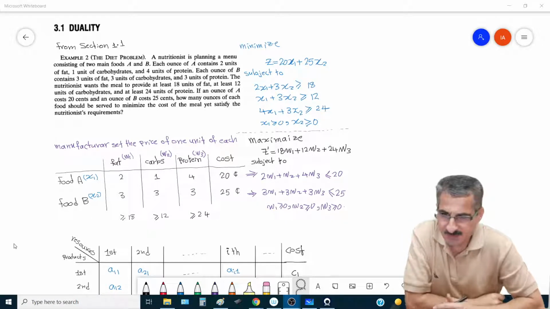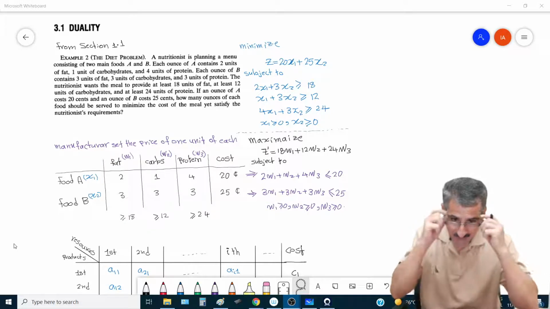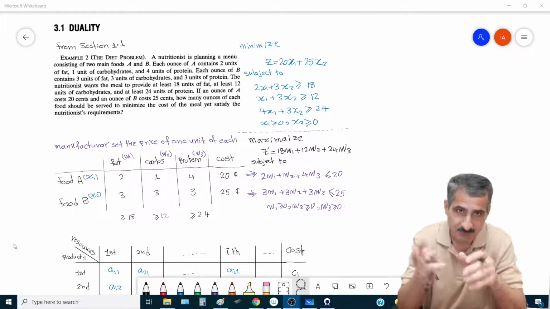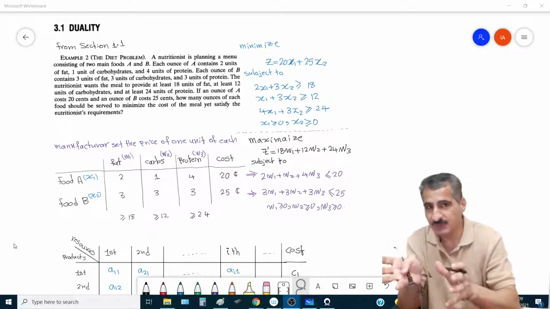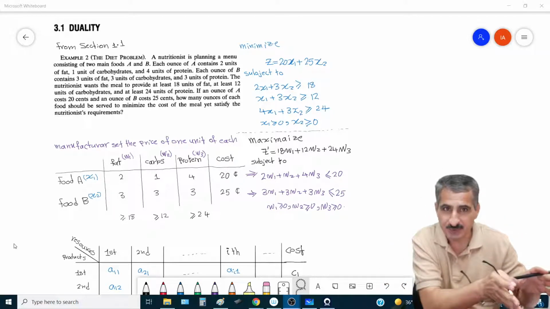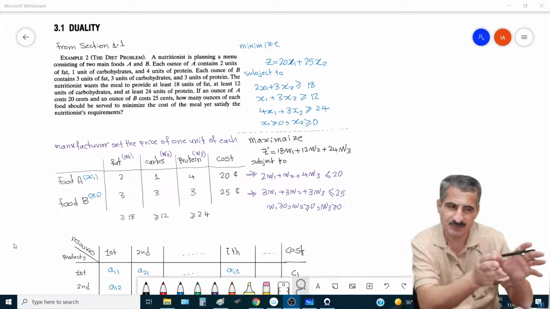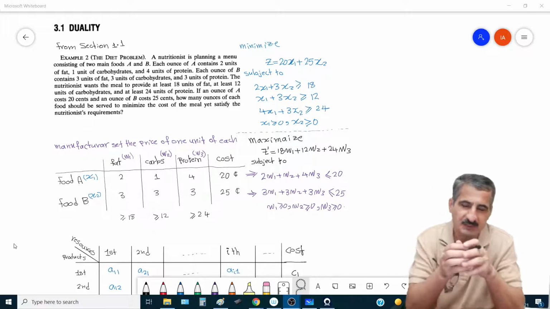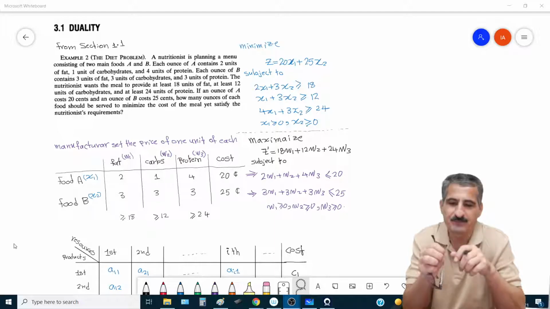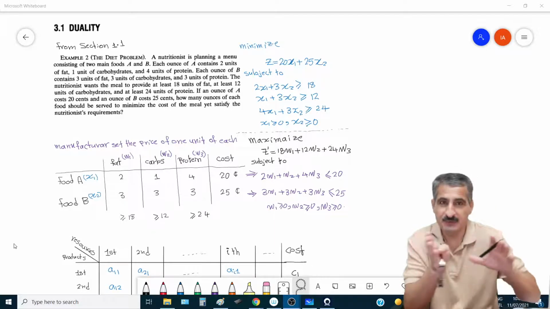Today we will speak about duality. Duality: given a linear programming problem, out of this we will make a dual problem. Dual means corresponding or related to it. So given a problem, we will make a dual problem.